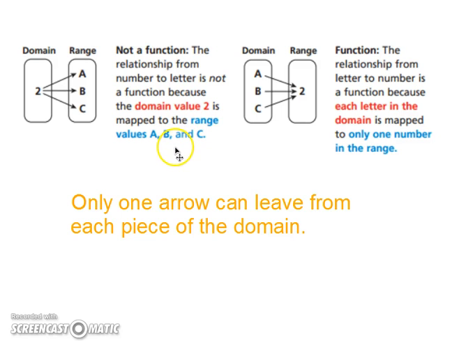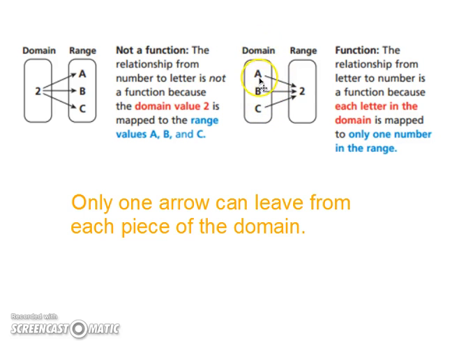Alright, well what if we flipped that? So your domain is the values a, b, and c, and your range is 2. This one is a function. The domain is only mapped to one range value. So your input only comes to one output. Yeah, all the outputs are the same for all the different domains.